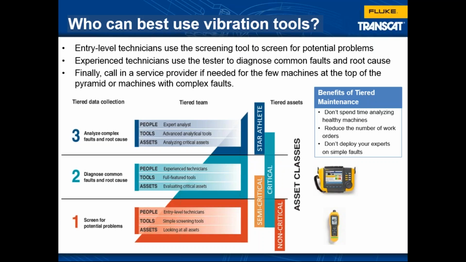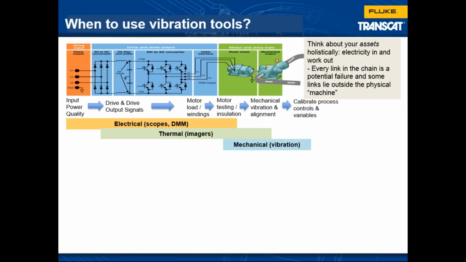And the next thing we're going to talk about is when to use vibration tools, because there are different types of faults on different types of assets in our plant. If you think about the power coming in, and then you've got your drives, your motors, your motor windings, your rotating motor, your pump. These are different links in a chain, and if one of those links goes, the entire machine goes down. So think about it.